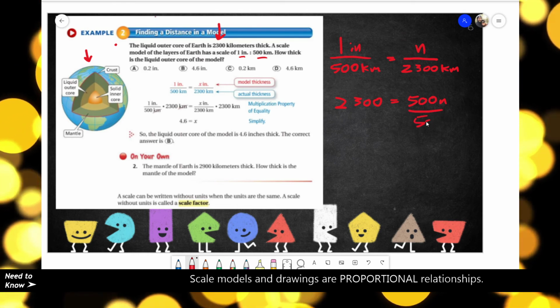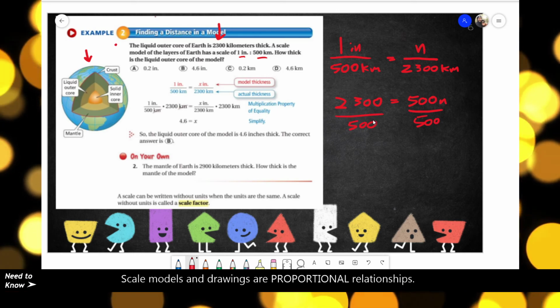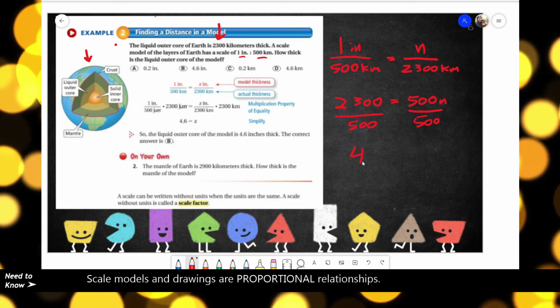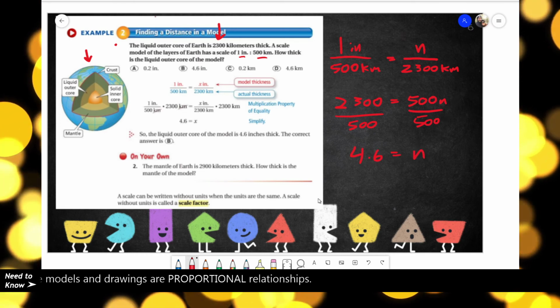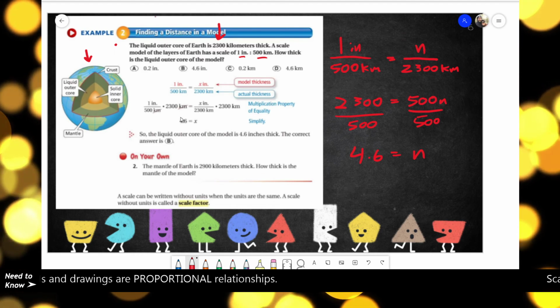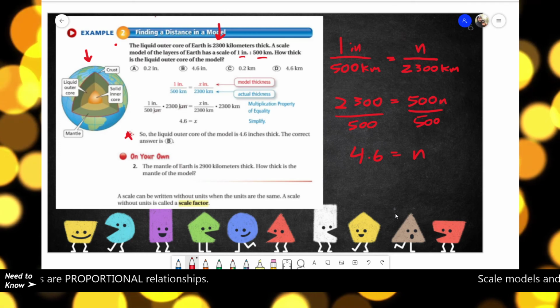So you're going to divide both sides by 500. 2300 divided by 500 is 4.6, and 500n divided by 500 is 1n, or just n. So the model is 4.6 inches thick.